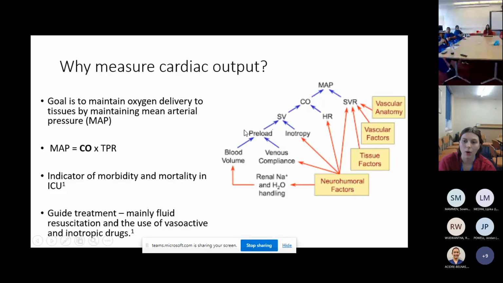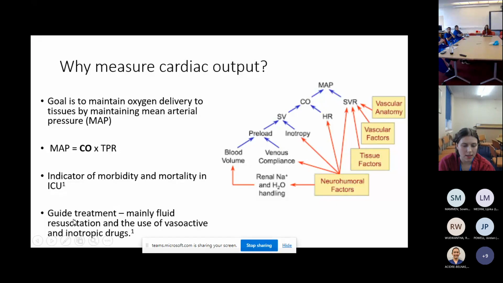And so you can see how measuring the cardiac output could help to guide our treatment in trying to maintain the MAP. The first way that it can be used is as an indicator of essentially how unwell the patient is. A reduced cardiac output has been linked with increased morbidity and mortality in intensive care. And it might indicate to us that some of these mechanisms in the diagram here are not functioning as they would be in a healthy patient.